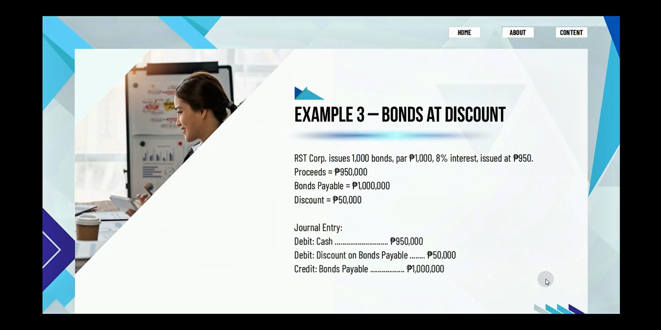And that is the same as this example number three. Same instruction. You just need to multiply the numbers of bonds to the par value and the interest rate. And again, the example is 1,000 bonds multiplied by 1,000 par value and multiplied it again to 8% interest rate. And the answer is the same, 80,000 pesos.